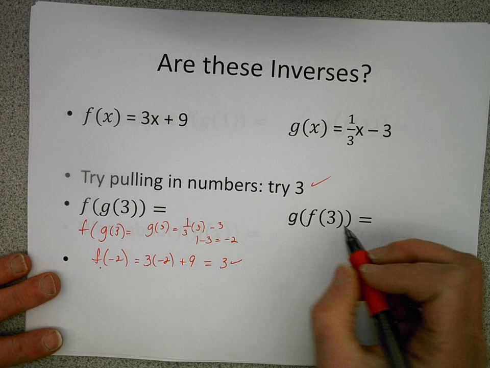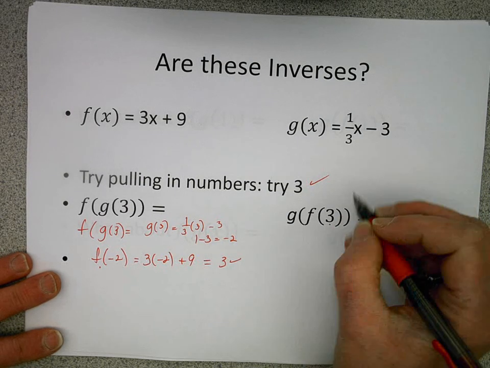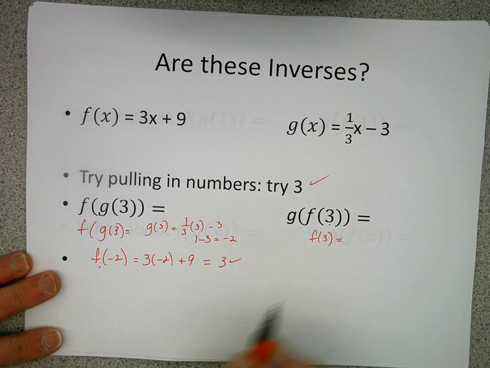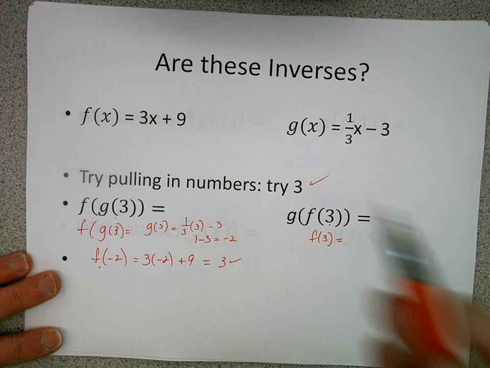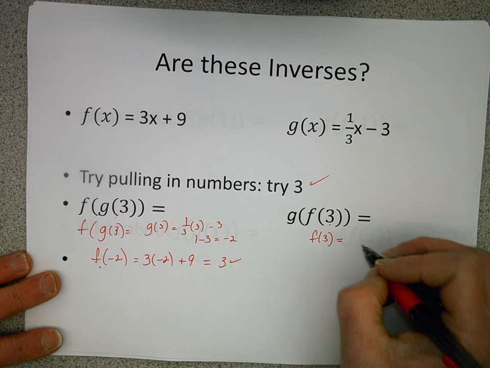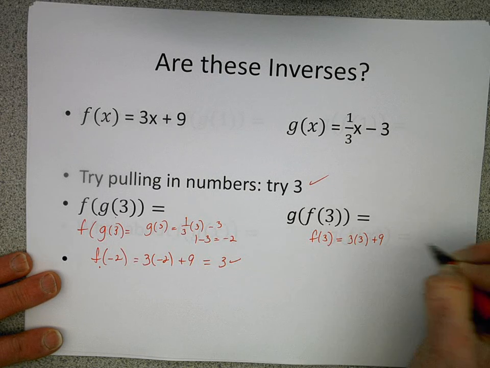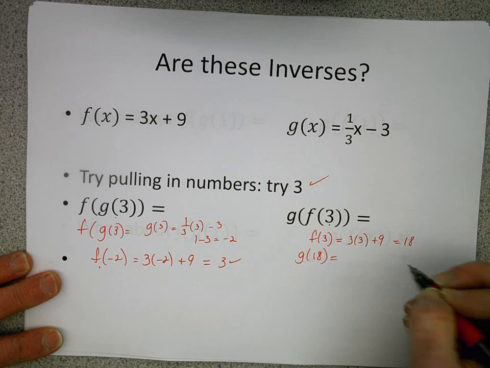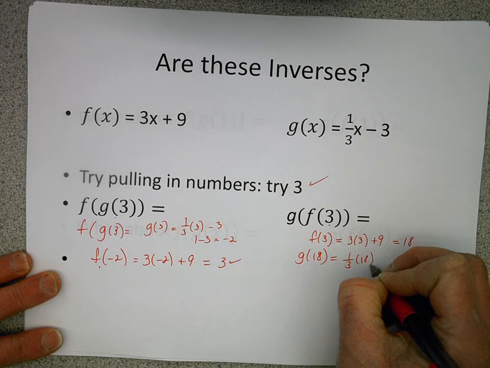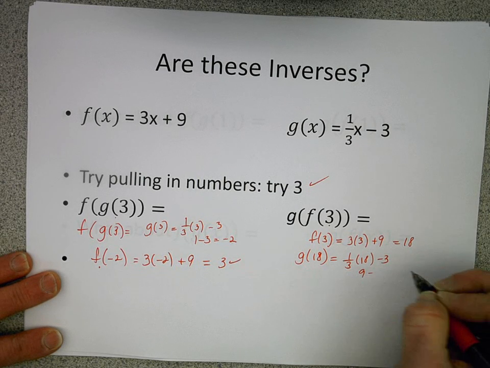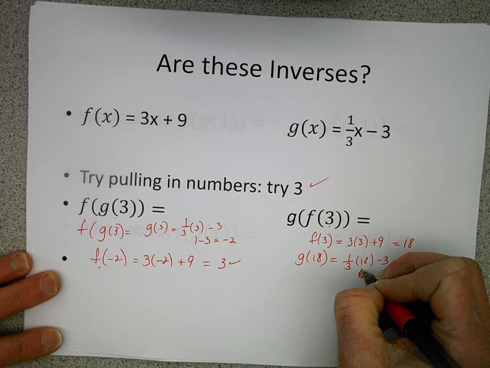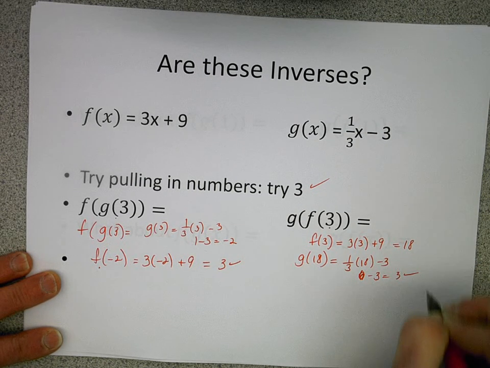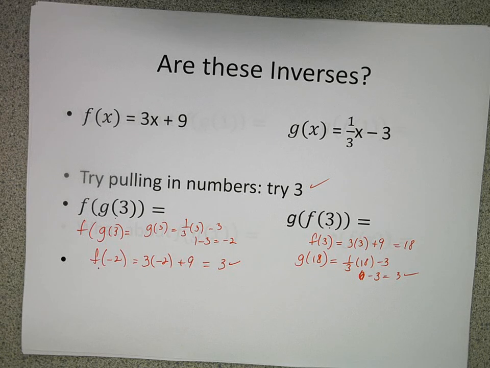Let's do it the other way. Let's plug 3 in. Let's find f of 3 first. So instead of putting 3 in g first, let's put 3 in f first. So 3 times 3 plus 9, that's 18. Now let's plug 18 into the g equation and see if we get back 3. Well, 1/3 of 18 is 6. 6 minus 3 is 3. That means they're inverses. You don't have to do that for a bunch of numbers. If it works for one, then it'll always work.